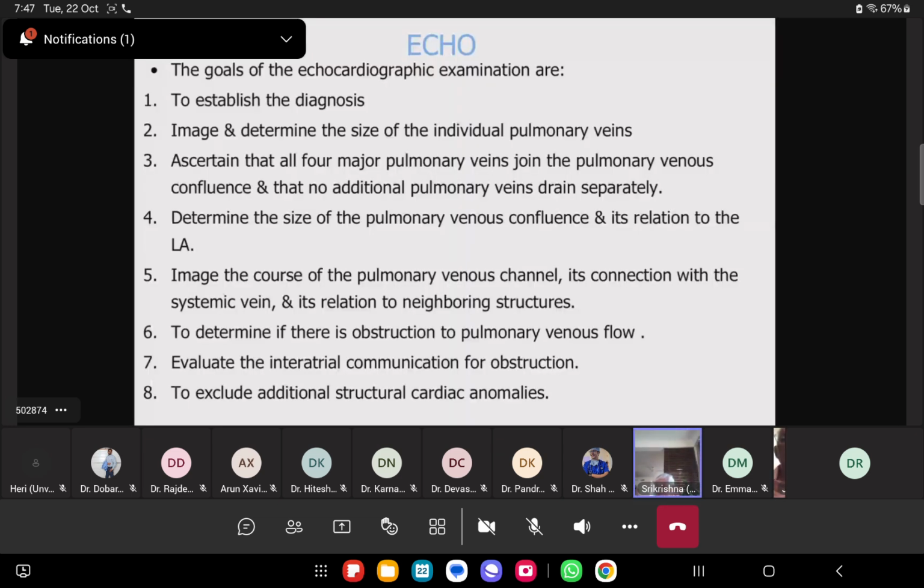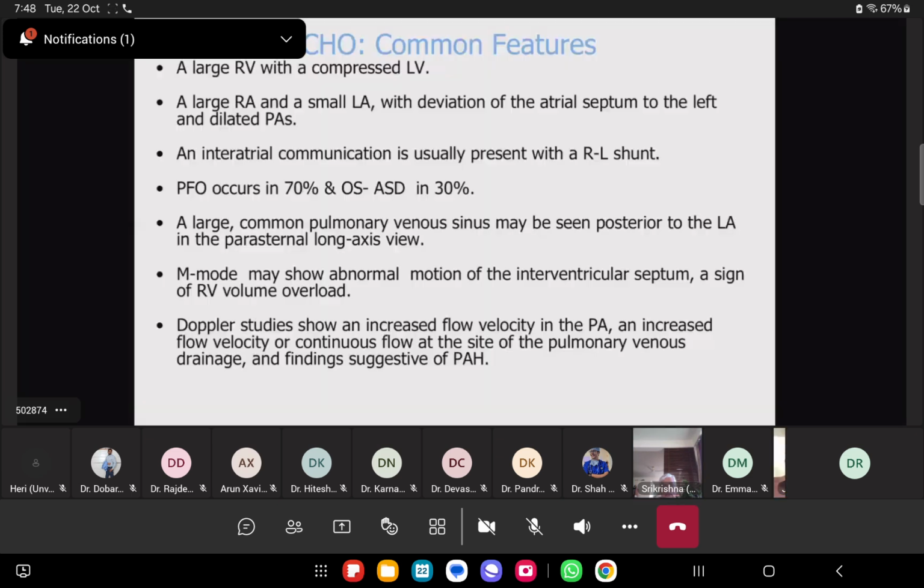Coming to the echo, the goals of the echocardiographic examination are to establish the diagnosis, image and determine the size of the individual pulmonary veins, and ascertain that all four major pulmonary veins join the venous confluence and no additional pulmonary vein drains separately. Determine the size of the pulmonary venous confluence and its relation to the LA. Image the course of the pulmonary venous channel, its connection with the systemic vein, and its relation to neighboring structures. Determine if there is obstruction to pulmonary venous flow, evaluate the interatrial communication for obstruction, and exclude additional structural cardiac anomalies.